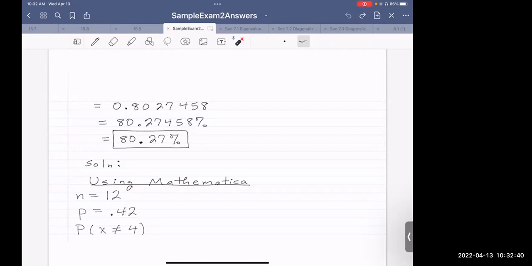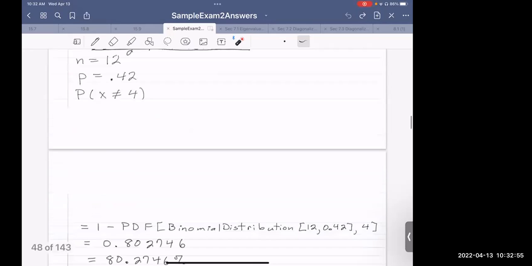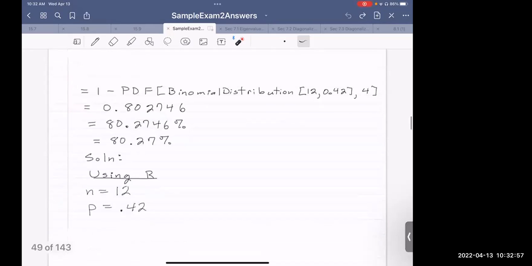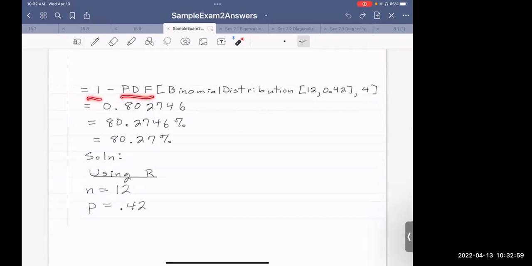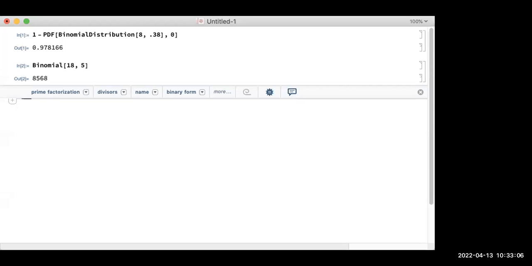If you were using Mathematica to complete this, then again, we have a binomial distribution with n equal 12, p equal 0.42. We want to determine the probability x is not equal to 4. And so I will type in the command 1 minus PDF binomial distribution 12, 0.42, 4. So let me do this in Mathematica.